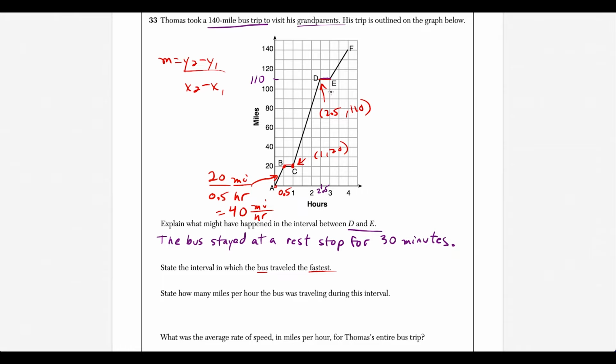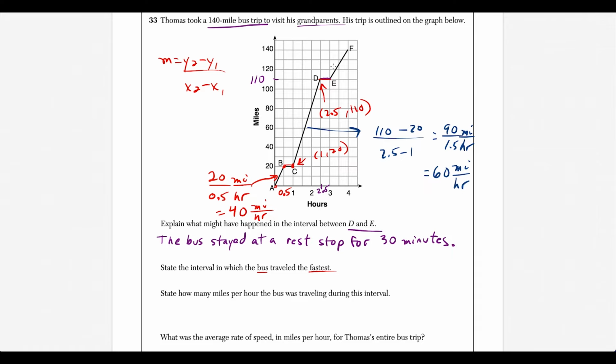So let's say you want to use the formula. So on this interval, what we would have here is the rate of change would be 110 minus 20. So we're taking the difference of the y values, and now we divide by the difference of the x values like this. So this would work out to 90 divided by 1.5 miles per hour. And if you just punch this in a calculator, 90 divided by 1.5 is equal to 60. So the bus is traveling at an average speed of 60 miles per hour from C to D.